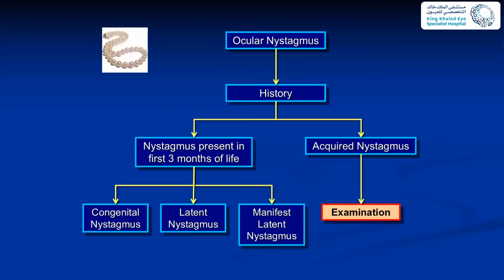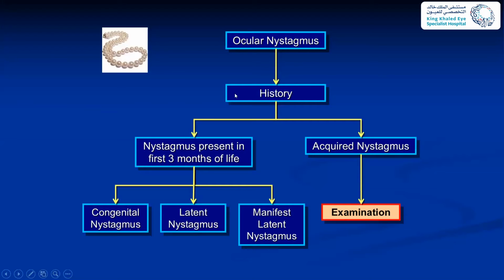Now, let us talk about ocular nystagmus. My aim of the lecture is to present the most common types of nystagmus and how you are going to approach and reach the diagnosis, or know what type of nystagmus the patient has. So in general, when we have ocular nystagmus, we have to go to the history. There is a very important question you have to ask: when did this abnormal movement start?